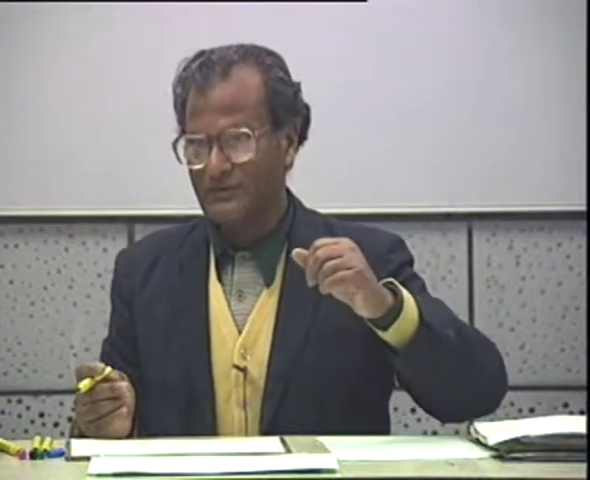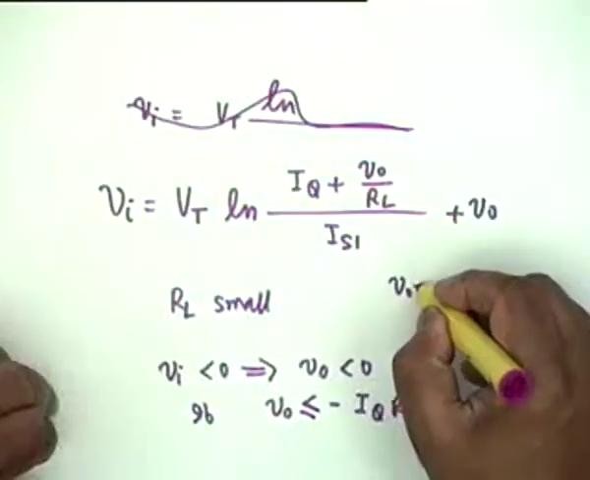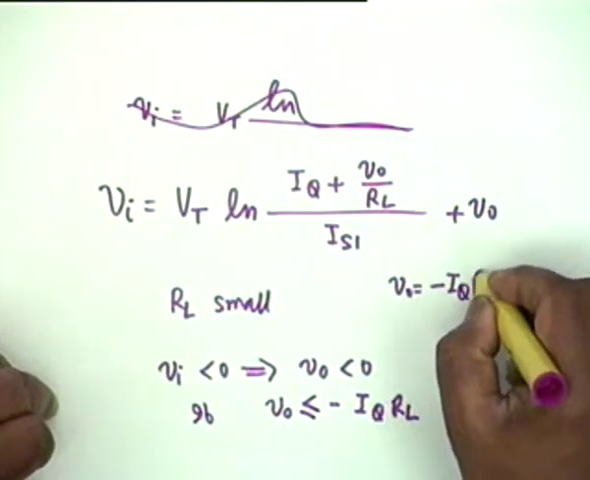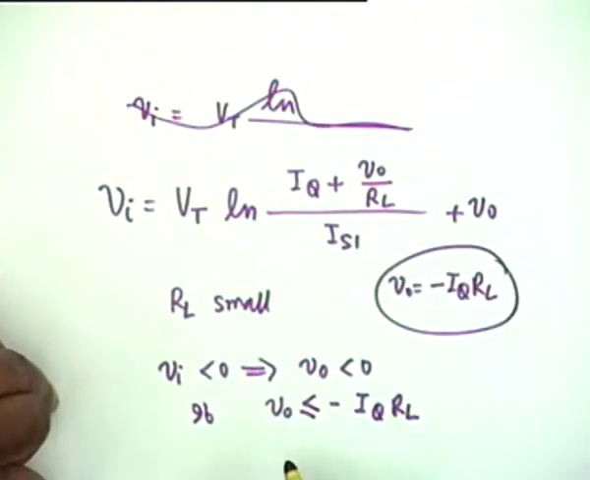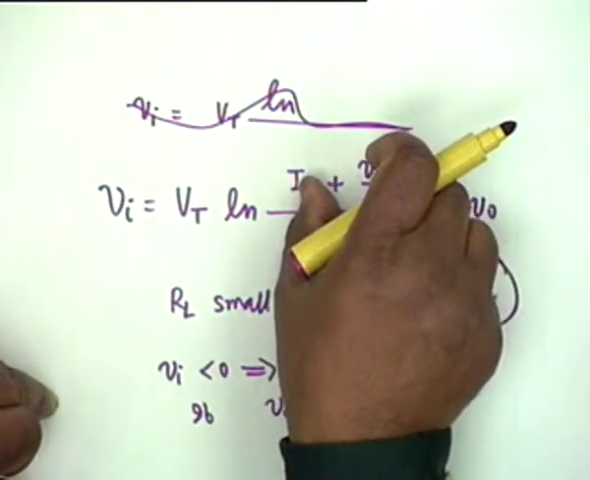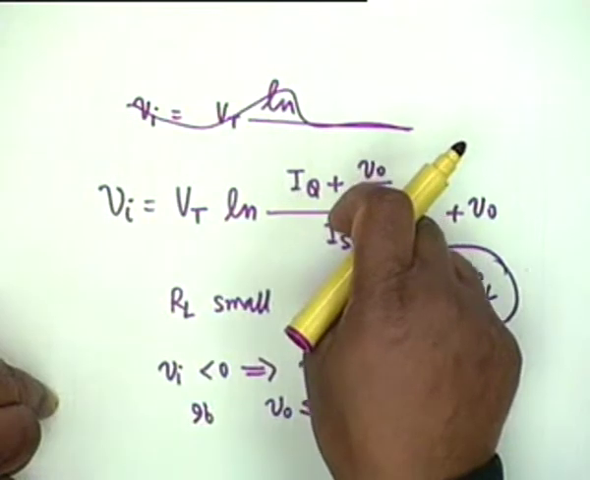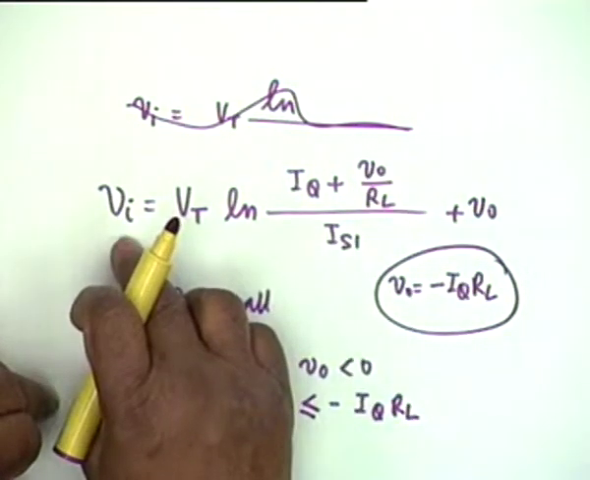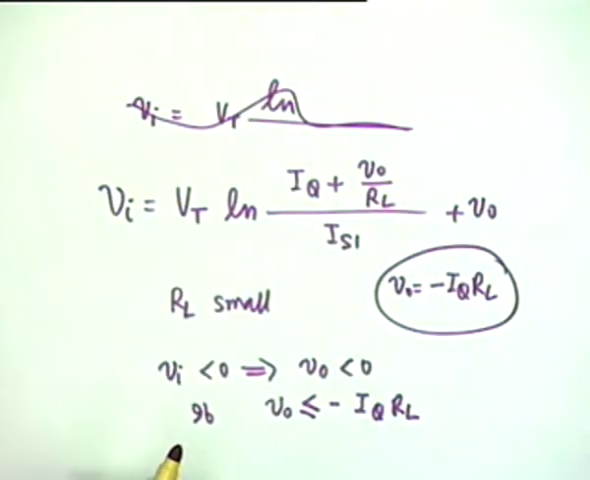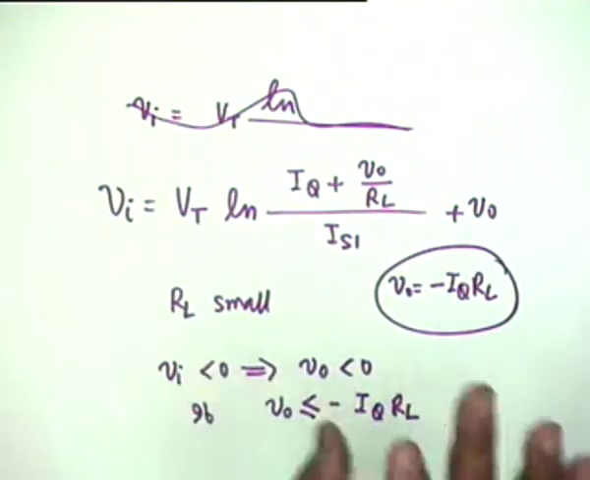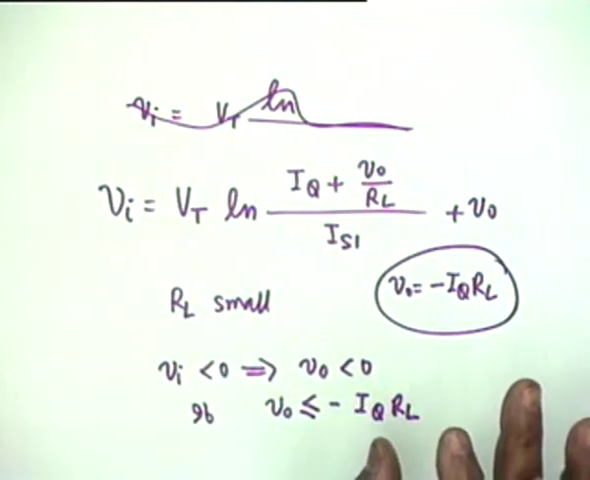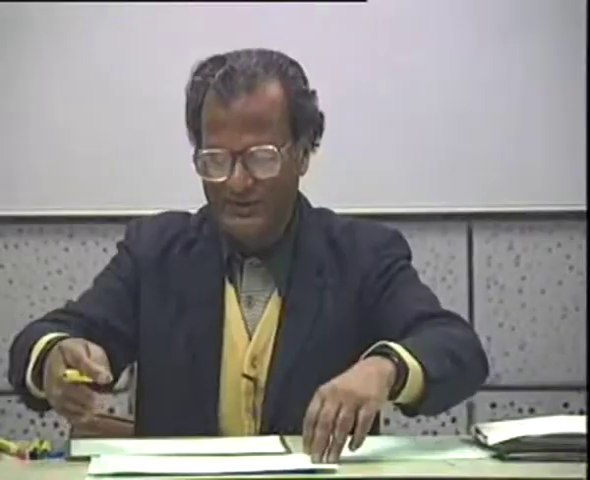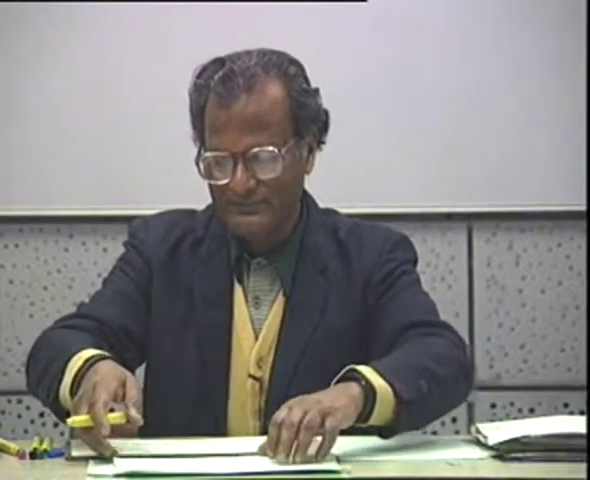Physically, what will happen? Suppose, let us consider this point, V0 equals minus IQ RL. Under this condition, this will be 0, log of 0 would be minus infinity, and therefore Vi would be minus infinity, and an infinite negative voltage is required. Obviously, this does not make sense. There must occur something physically. If we look at this circuit, what will happen?